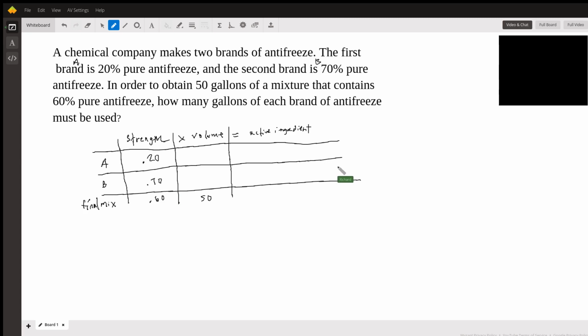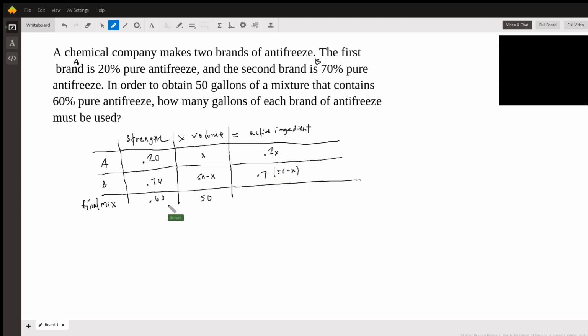Well, we'll just call this top one x, and this has to be 50 minus x. Because if we take x gallons of A and we need 50 gallons altogether, then we have to take 50 minus x gallons of B. Then we just do the multiplication. So this is 0.2x. This one is 0.7 times 50 minus x.